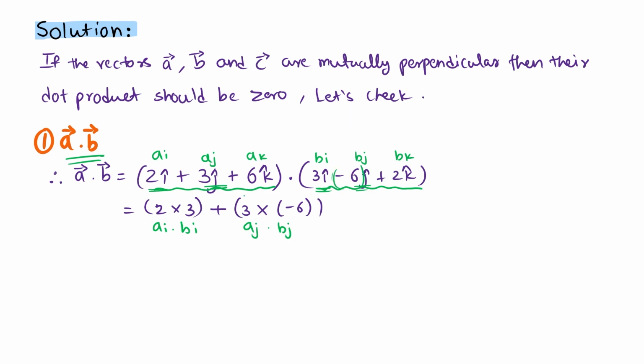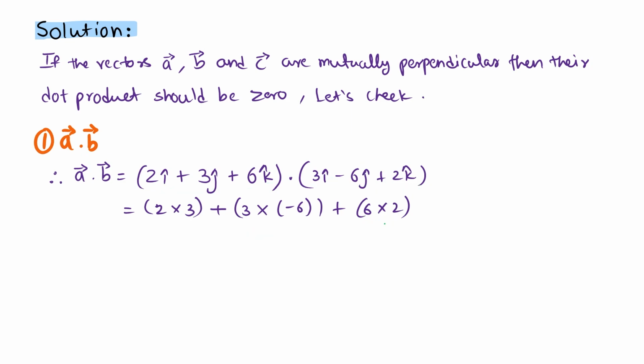Okay, and then the third non-zero term would be when we multiply the k component of the first vector with the k component of the second vector, that is a_k into b_k, in this case 6 into 2. So based on this, we will get these three terms, which would be the only non-zero terms. The rest, for example 3j into 3i would be 0, 6k into 3i would be 0. So only non-zero terms would be 2 into 3, 3 into minus 6 and 6 into 2.